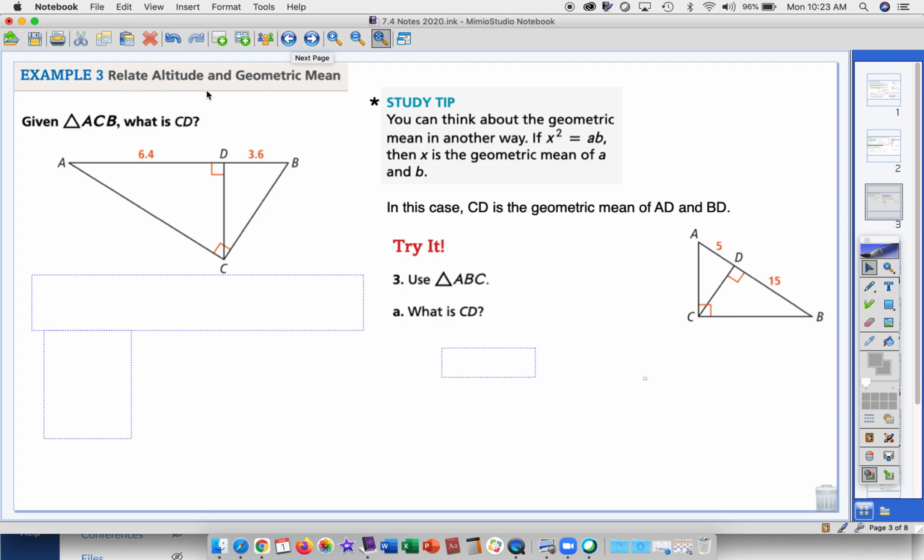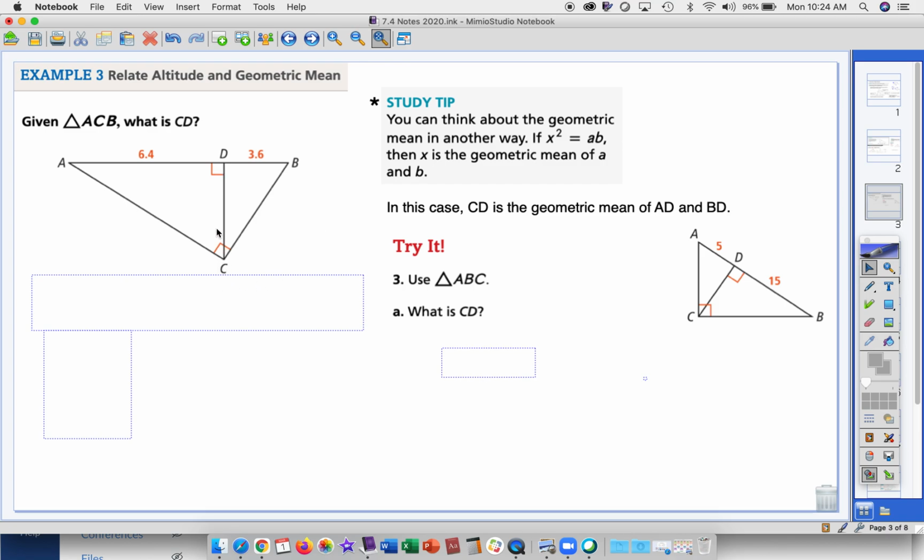Example 3, relate the altitude and geometric mean. So this is a new type of mean. You're used to the arithmetic mean where you add 2 things and divide by 2, or add a number of things and divide by how many things you have. Geometric mean is different. And so you're going to learn about that now.